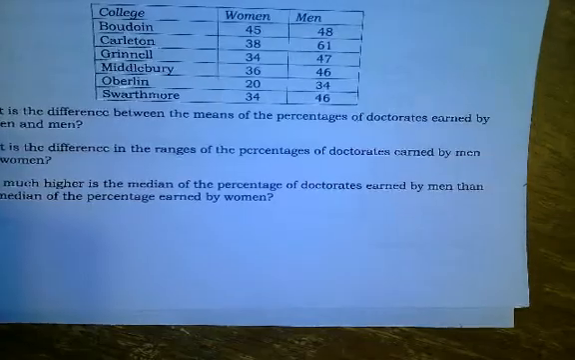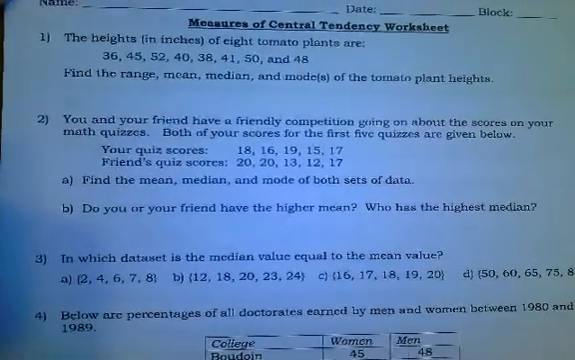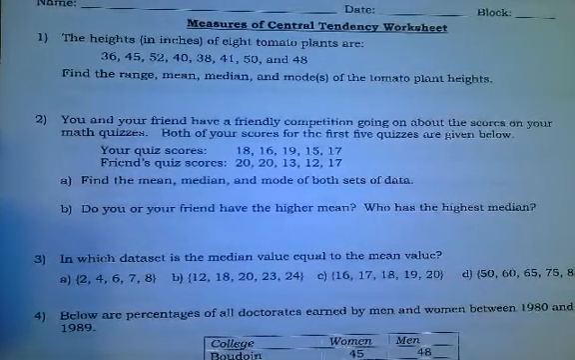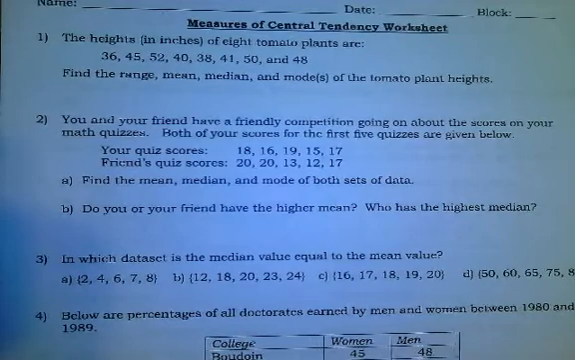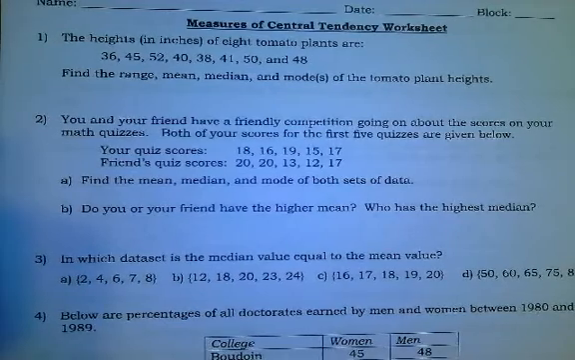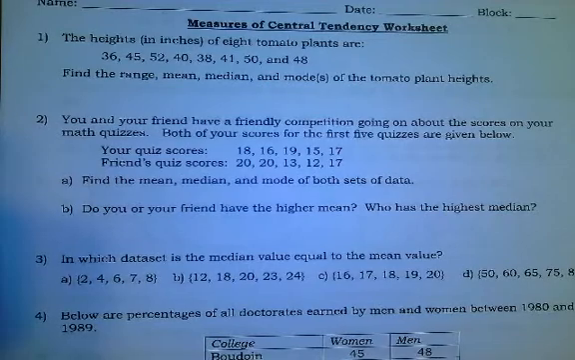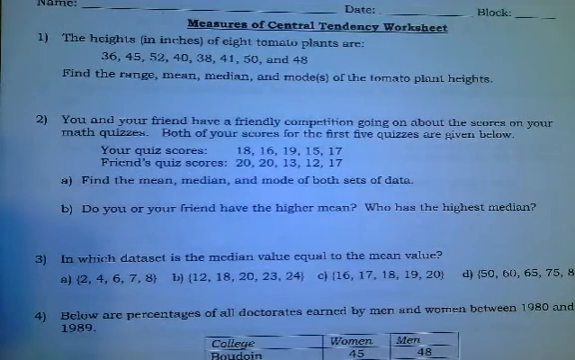Okay. We're going to keep going on just for some practice because it's always good to get some practice. Okay. The heights in inches of 8 tomato plants are 36, 45, 52, 40, 38, 41, 50, and 48. Find the range, mean, median, and mode of the tomato plant heights. Now, first of all, I want you to try doing this yourself before we do it. So try it yourself, and then we'll do it.